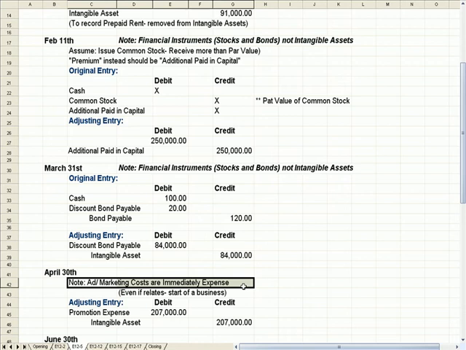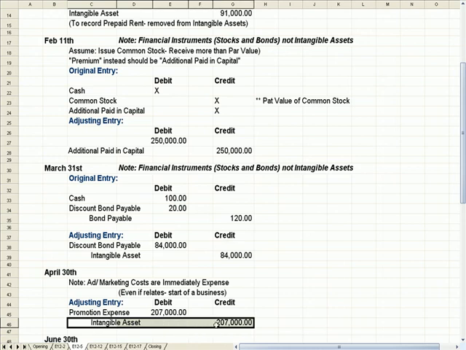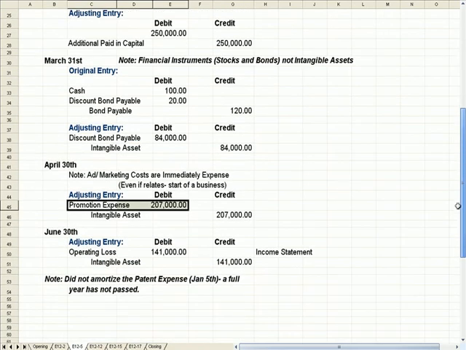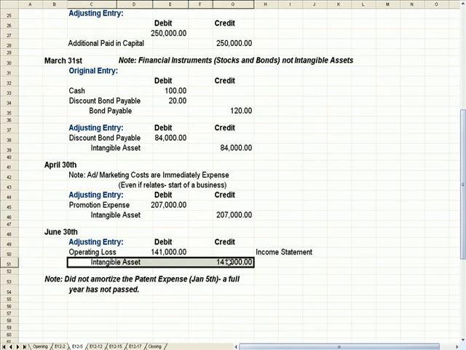Advertising and marketing costs should be immediately expensed even if it relates to starting a business. So we should reduce by crediting the intangible asset, and we should set up an account called something like promotion expense. It's an expense account. The last one, any sort of income statement loss or gain should not go in the intangible asset account. So we're crediting to remove it from intangible assets, and we debit operating losses.